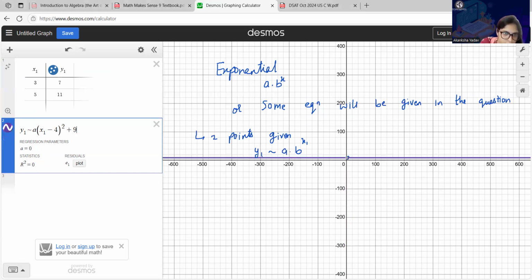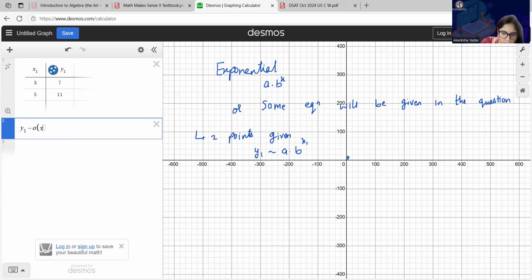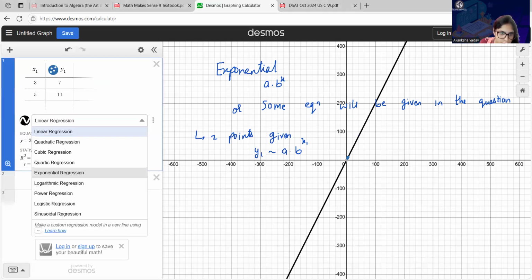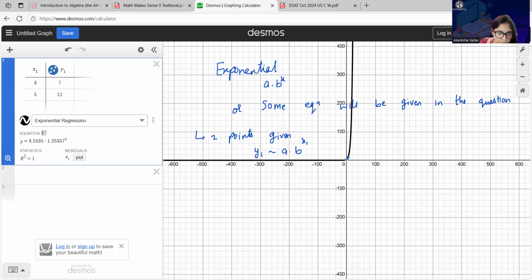Let's say I have this. And for exponential, you can directly go here, add regression, and you can see exponential regression also. It's 3.5535 times 1.25357 to the power x. So minimum 2 points you need to form exponential and linear. There could be more points given to you. For quadratic, it depends. For standard form, we need at least 3 points. For vertex form, we need only 2 points, but the vertex should be given to you.